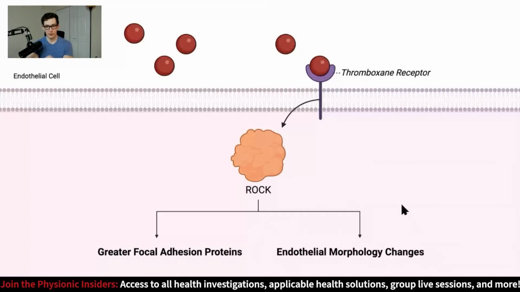Just to be 100% clear, I'm showing you a lot of mechanisms here, but even this is not all-encompassing. Okay, so ROCK gets activated, you get greater focal adhesion proteins. What does that mean?